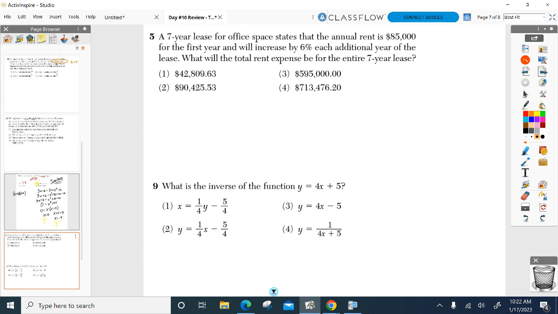So we've got a 7-year lease, $85,000 for the first year, and I'm going to increase that amount by 6% every year. What's the total for the 7 years?